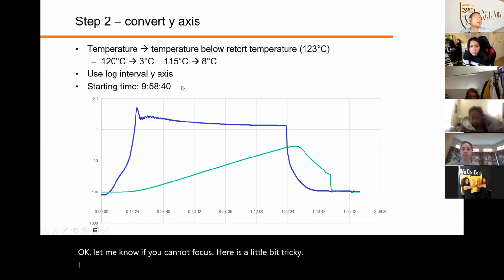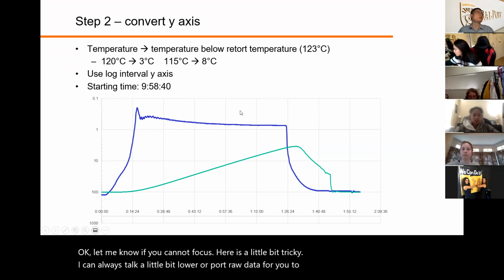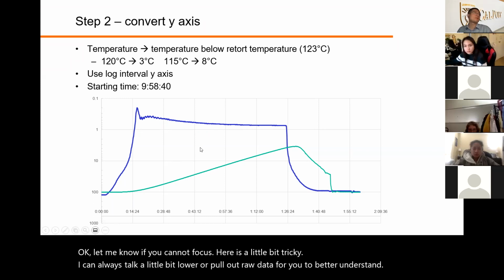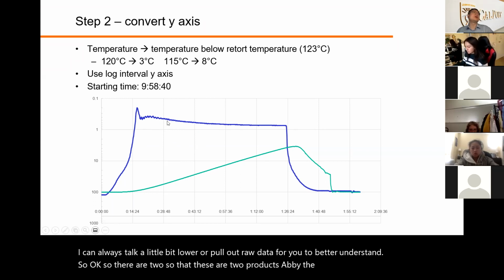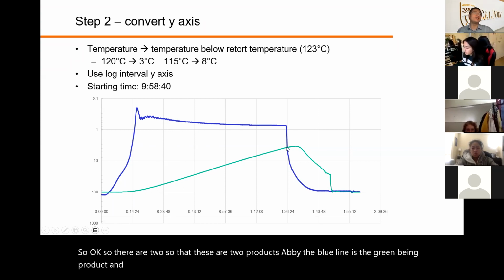I can always talk a little bit slower or pull out the raw data for you to better understand. Okay, what is the dark blue line versus the teal line? So there are two products, Abby. The blue line is the green bean product, and the green line is our refried bean sample.